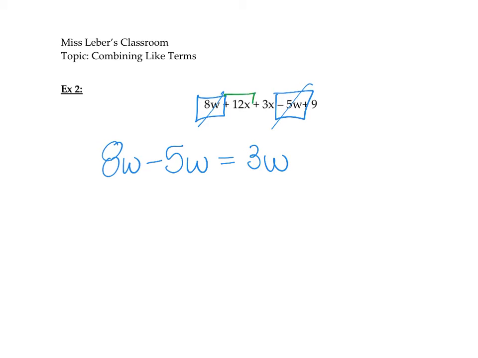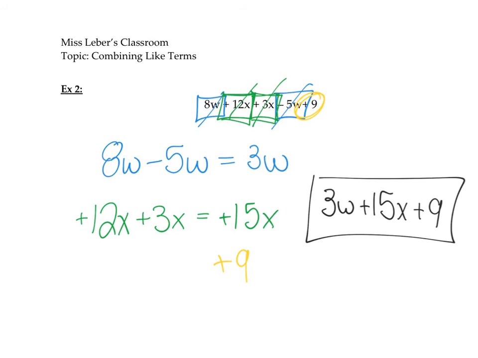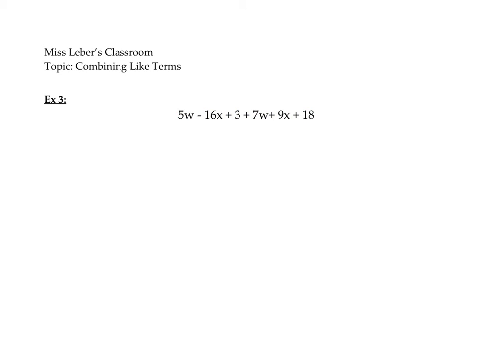Moving on to our next set, I see I've got a positive 12x and a positive 3x. They are like terms because they have the exact same variable. Positive 12 plus positive 3. Use your mental math or your handy dandy calculators to help you out here, knowing that's going to be a positive 15x. Again, if you want to keep that sign out front to help you keep track. And then last but not least, we've got that constant of plus 9. So go ahead and put it all together in alphabetical order. 3w plus 15x plus 9. Bingo, bango, bongo.